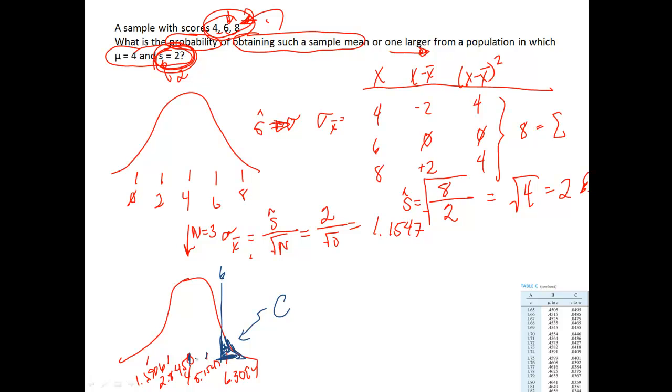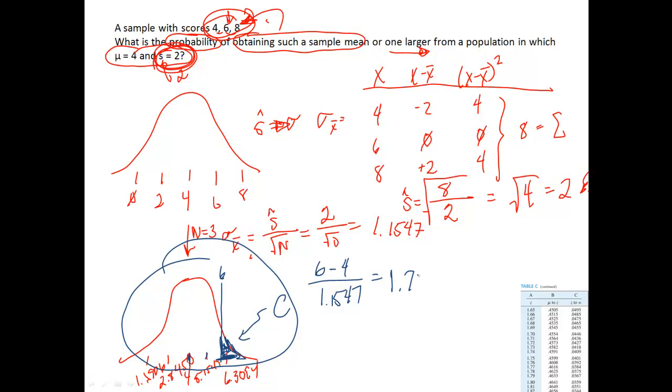And so I can see that I'm between a z of +1 and +2 and likely closer to the +2 one. So I wouldn't be surprised if I got a z of like +1.7-ish. So let's calculate it. The score of interest is 6 minus the mean, which is 4, all over the standard deviation of this guy, which remember is sigma sub x bar, which was 1.1547. So I've got 2 divided by 1.1547, and sure enough, my predictions are pretty good.